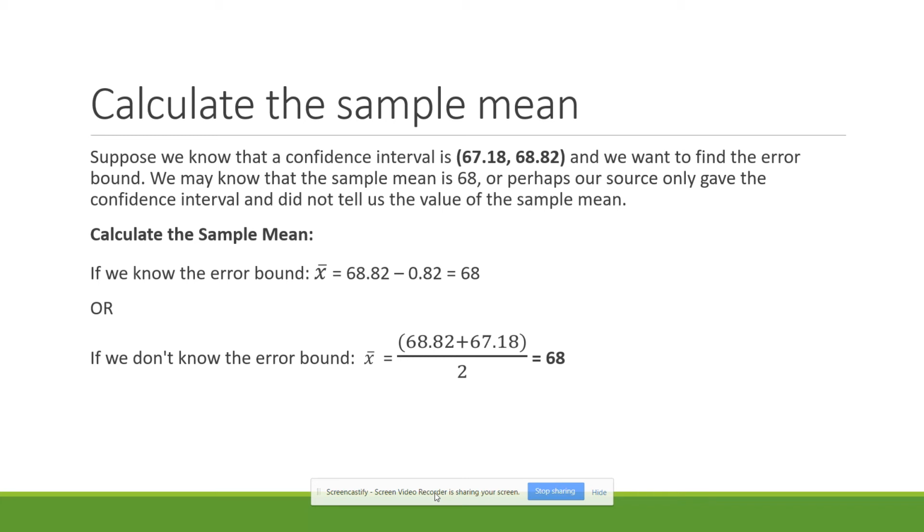So what we're going to do again is, if you do know it, all you do is subtract that from the upper bound and you get the error bound. But if you don't know the sample mean, what you can do is 68.82 plus 67.18 divided by 2, and you get 68. So the great thing is this gives you the sample mean. And you can still try to find the error bound.